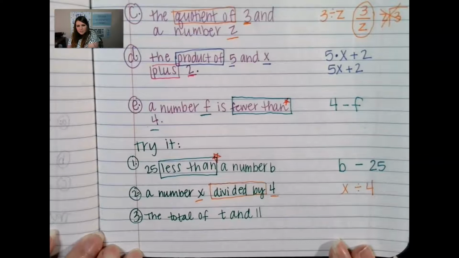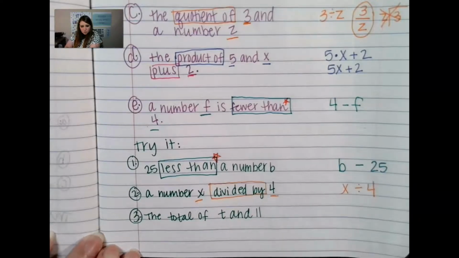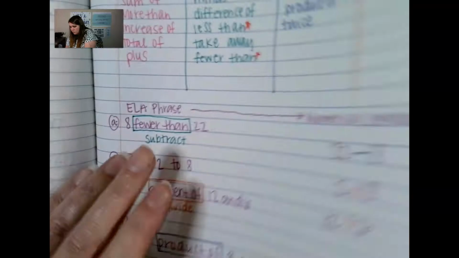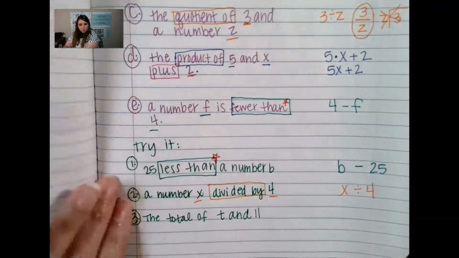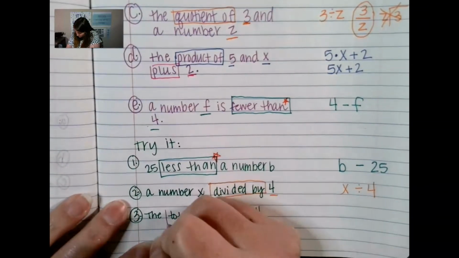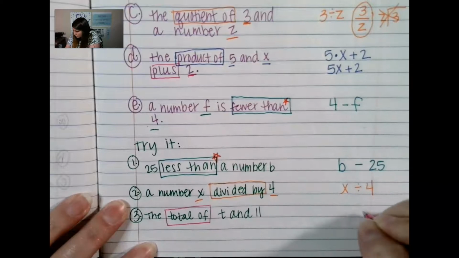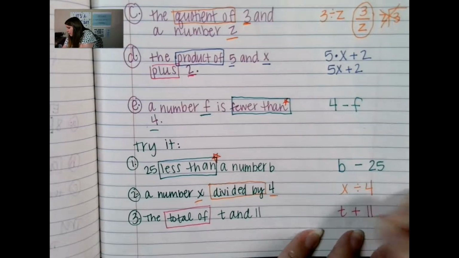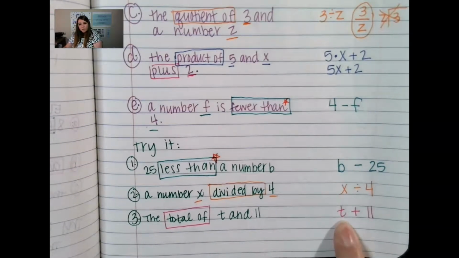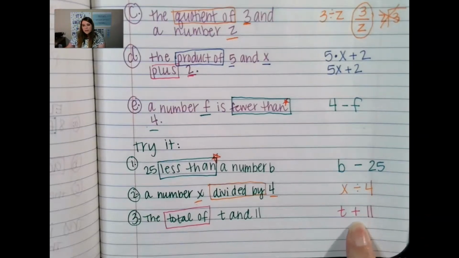All right, the total of t and 11, total of. Let's see, do I have a clue word for total of? Ooh, I do. Under addition, so total of tells me to add, and I am adding t and 11. It's really important when you write your t's to make sure they have a little tail like this. Otherwise, they look like a plus sign, and you don't want them to look like a plus sign. Then people get them confused. So when you're doing algebra.